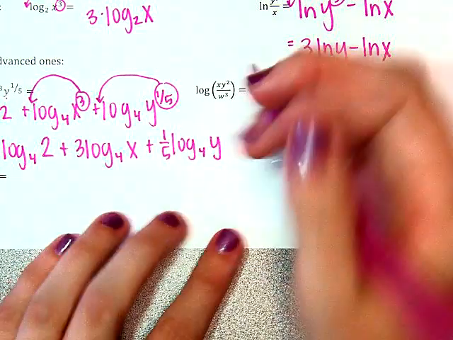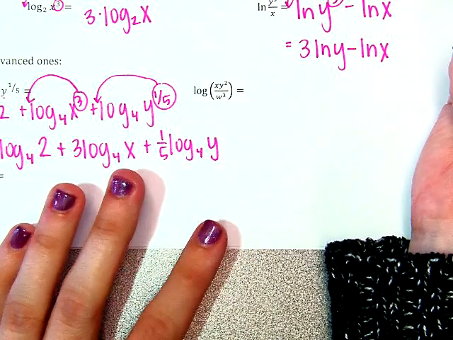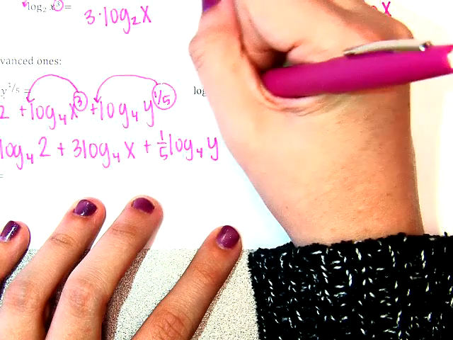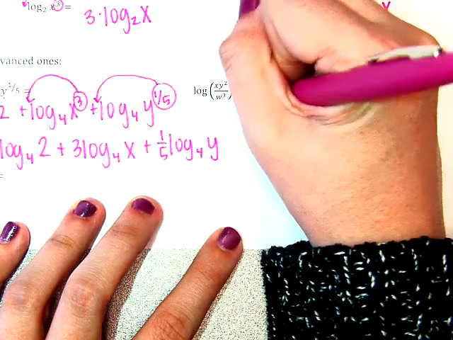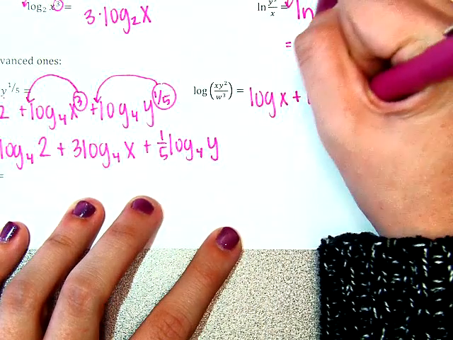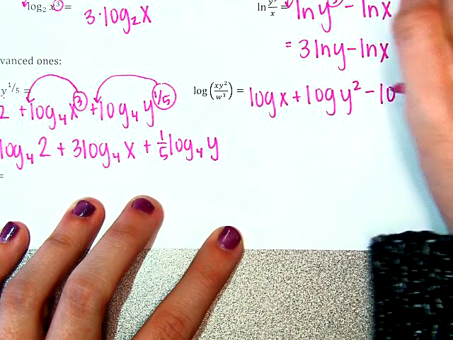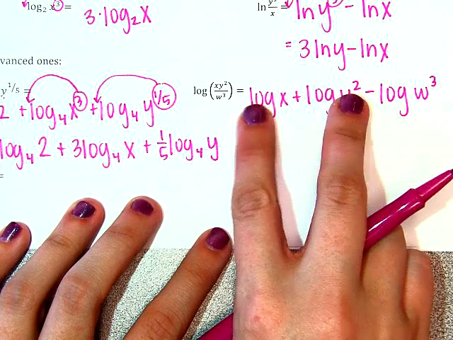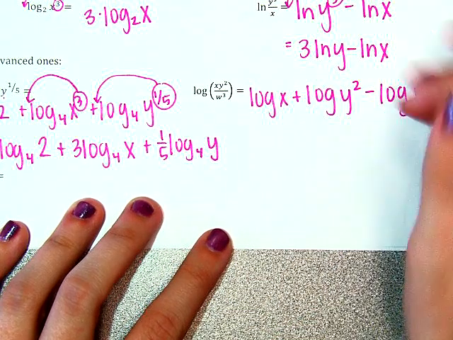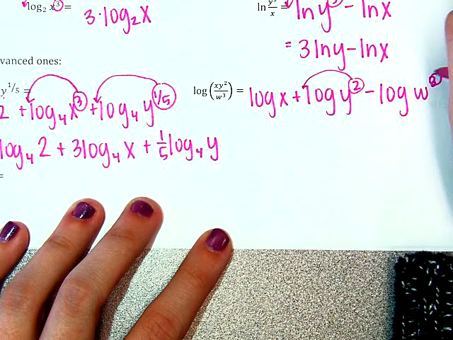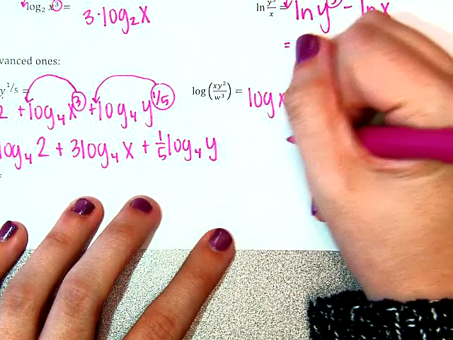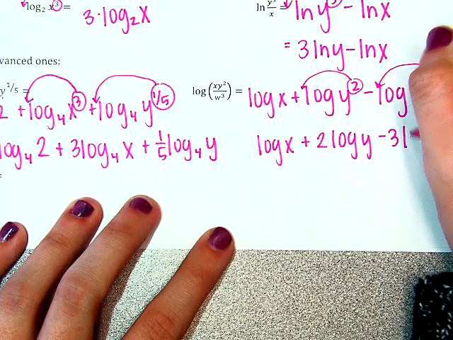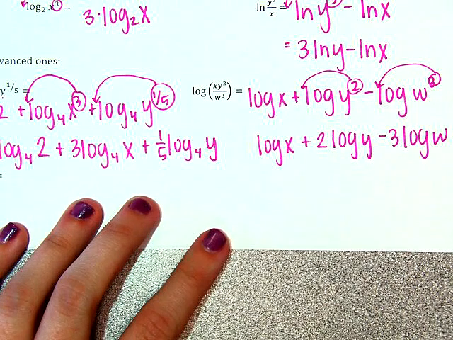Another one, 1, 2, 3 parts again, because x, y, and w. So the bottom one goes on the bottom, or it turns into minus, and then these ones are being multiplied. So log x plus log y squared minus log w cubed. These were being multiplied on top, so I turned them into plus. This one was on the bottom. Now I just take those powers and move them to the front. Log x plus 2 log y minus 3 log w. Just like that.